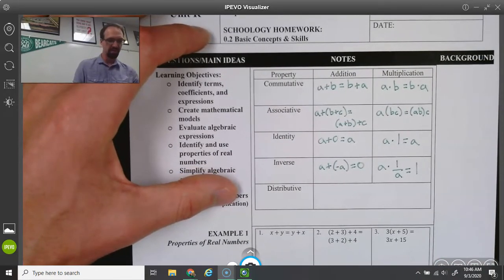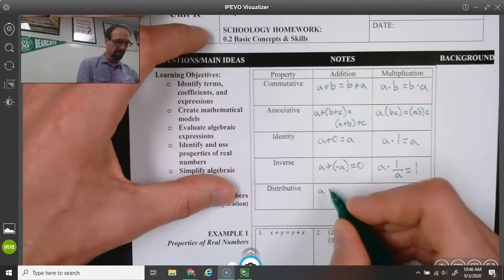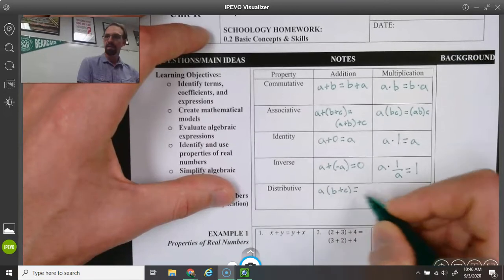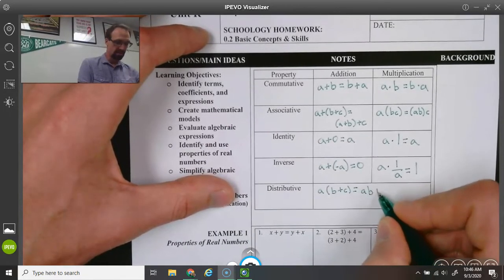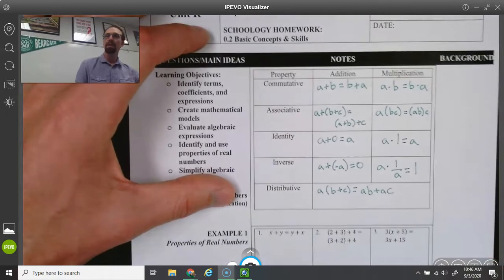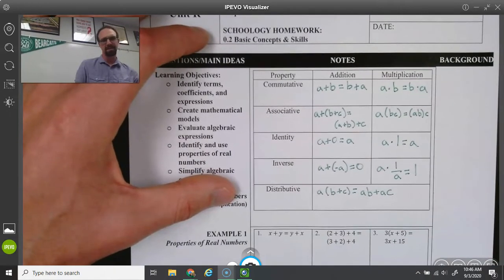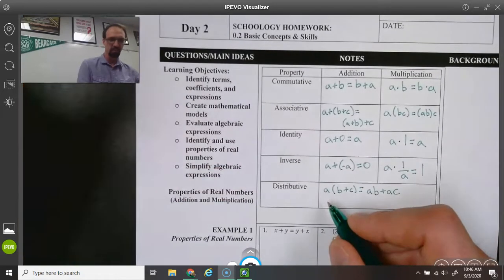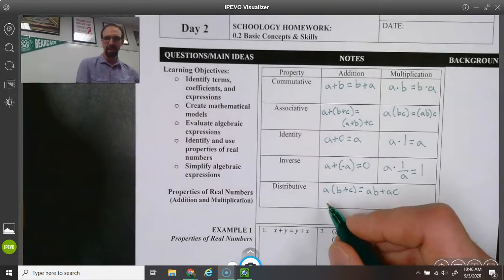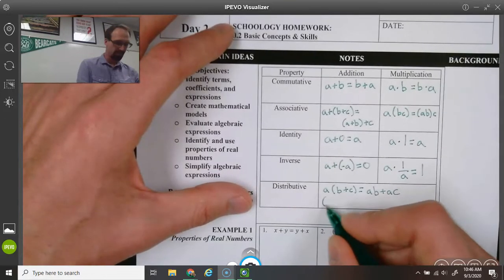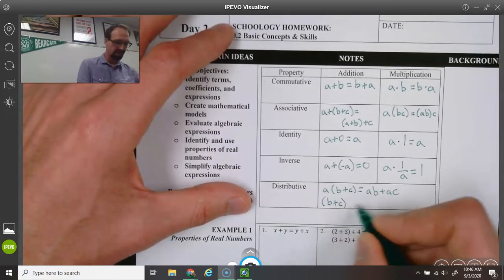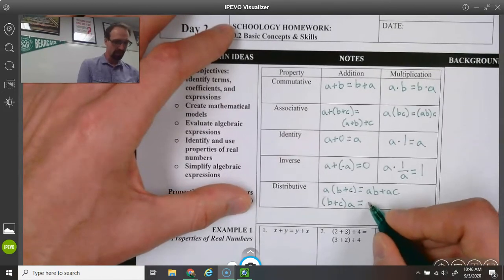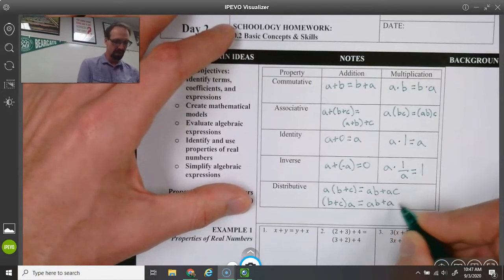With the distributive property, this combines both. So if I think of A times parentheses B plus C, that's the same as AB plus AC. We normally see it written that way, but it's not always. In fact, sometimes it's written with whatever you're distributing after the set of parentheses, and that's fine too. For example, if you had B plus C times A, then that's also AB plus AC.